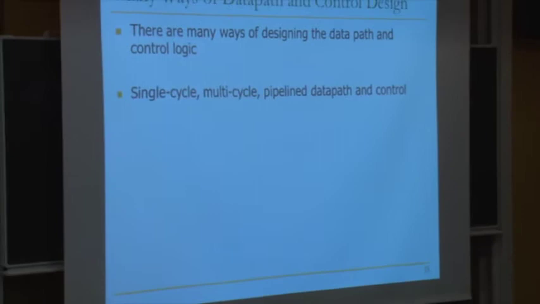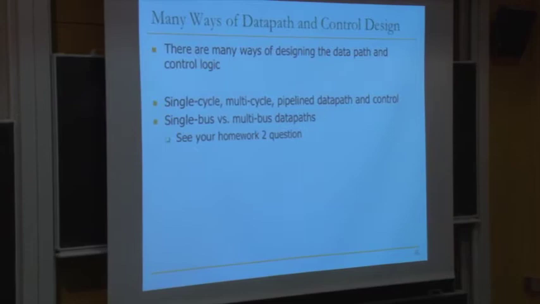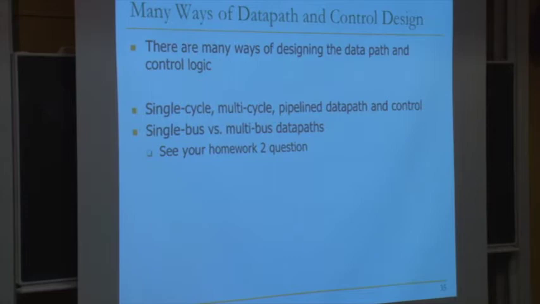So there are many ways of designing the data path and control logic. Single cycle, multi-cycle, pipelines, and we'll see these. And you'll see in your homework question that you'll have different kinds of data paths. You can have single bus versus multi-bus data paths. And these all affect what your architecture in the end looks like. You can have a single bus, for example, connecting all the data path elements, versus many different buses that connect different parts of the data path elements.